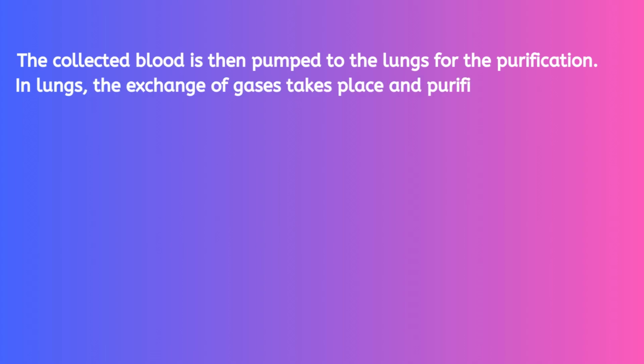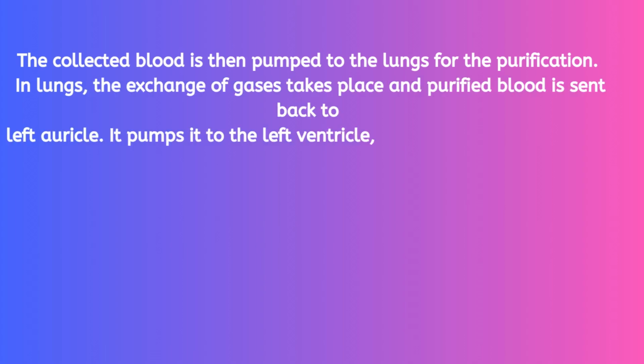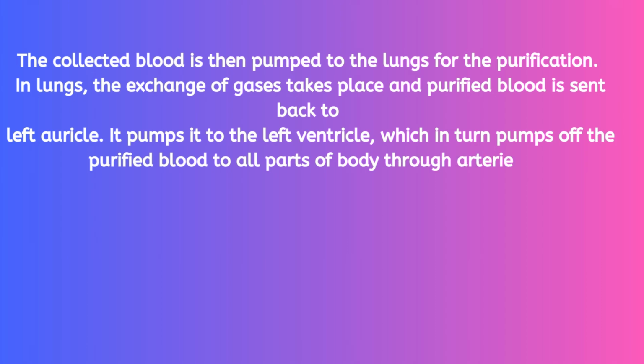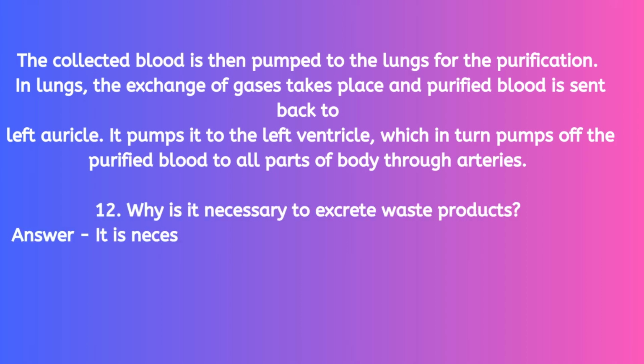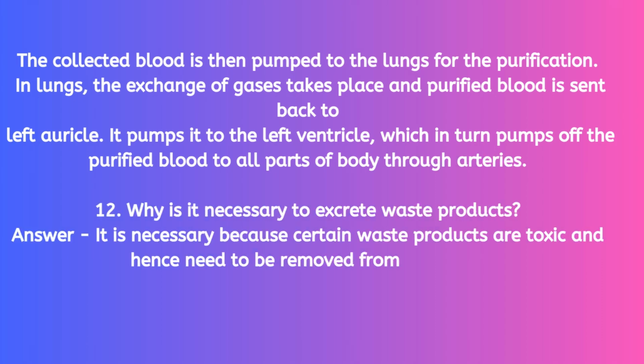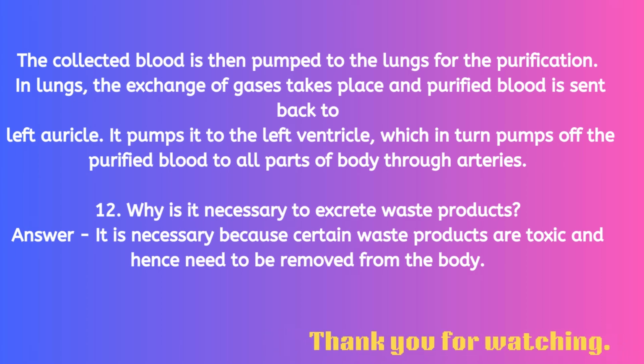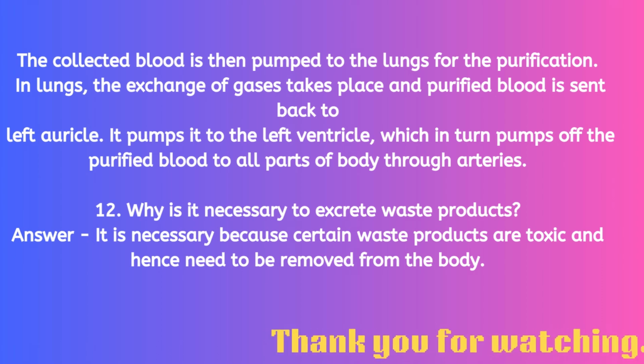11. Describe the function of the heart. Answer. The right auricle and ventricle receive blood with carbon dioxide from all parts of the body. The collected blood is then pumped to the lungs for the purification. In lungs, the exchange of gases takes place, and purified blood is sent back to left auricle. It pumps it to the left ventricle, which in turn pumps the purified blood to all parts of body through arteries.